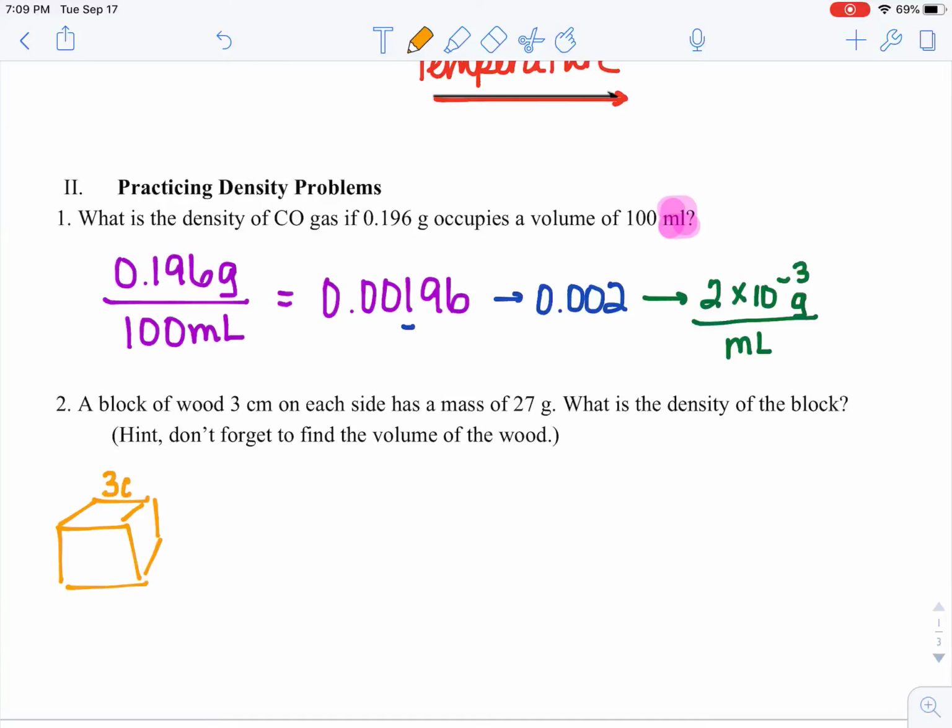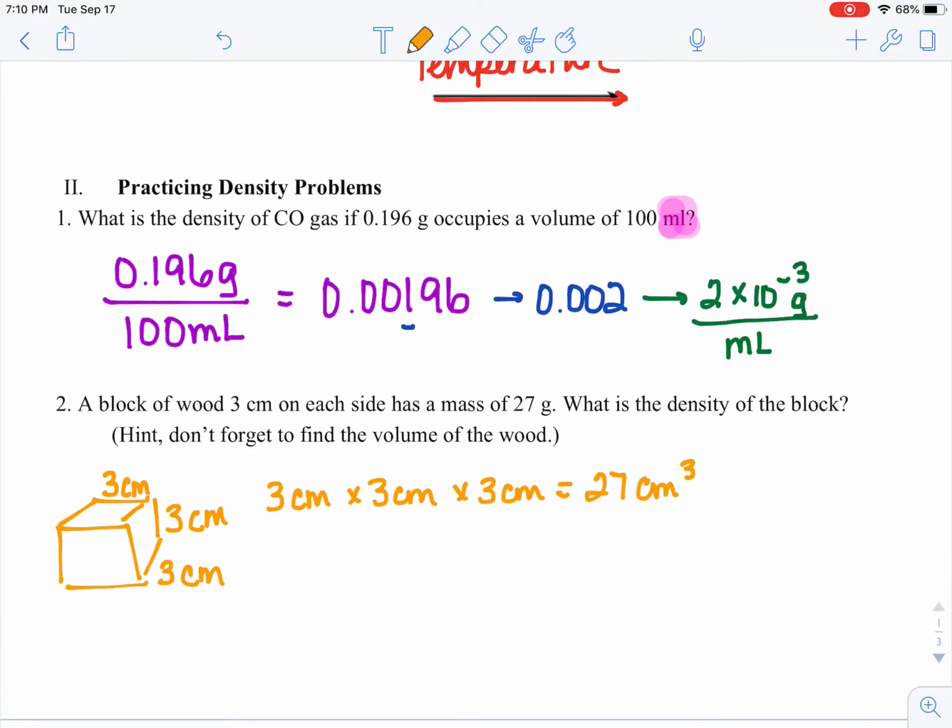And each side of the block of wood is 3 centimeters. So each dimension is 3 centimeters. Now, that's important for us to know because that is what's going to allow us to determine the volume of this cube. And that's going to be 3 centimeters times 3 centimeters times 3 centimeters, which equals 27 centimeters cubed.